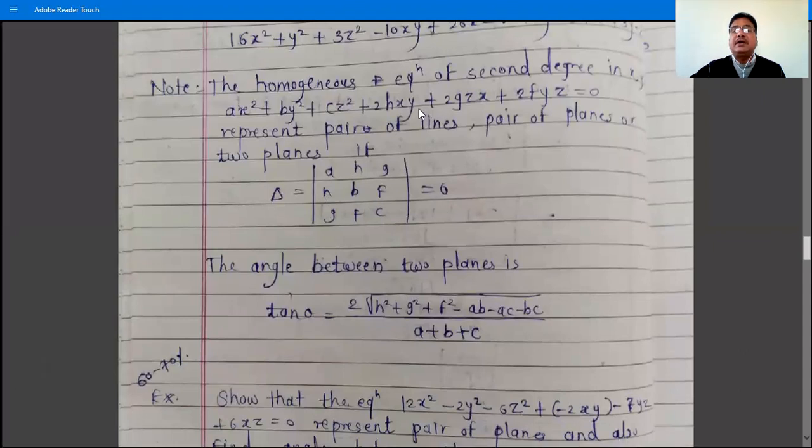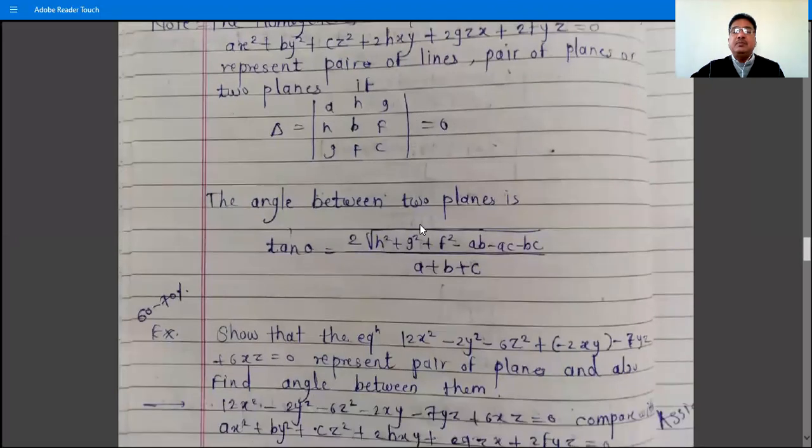But remember that the coefficient of XY is 2H, the coefficient of ZX is 2G, and the coefficient of YZ is 2F. So the XY coefficient is in terms of H, the ZX coefficient is in terms of G, and the YZ coefficient is in terms of F. So if this delta, this determinant, is 0, then this homogeneous equation of second degree represents a pair of planes.